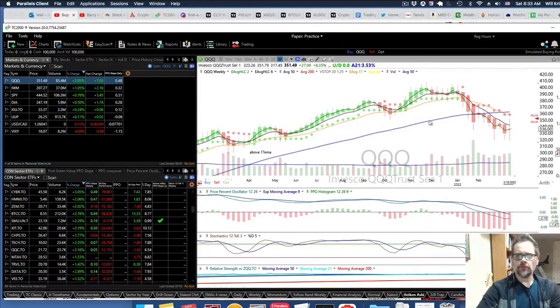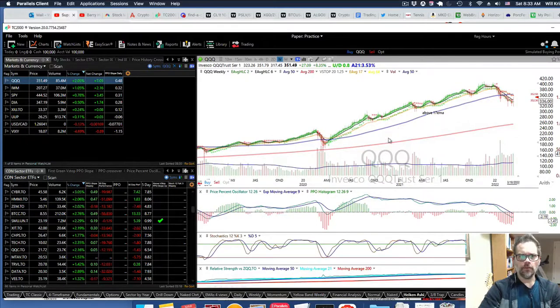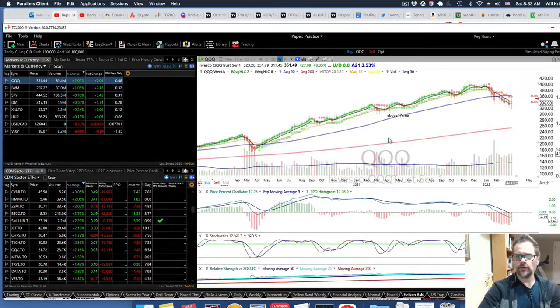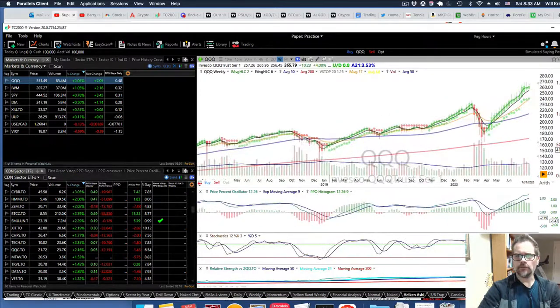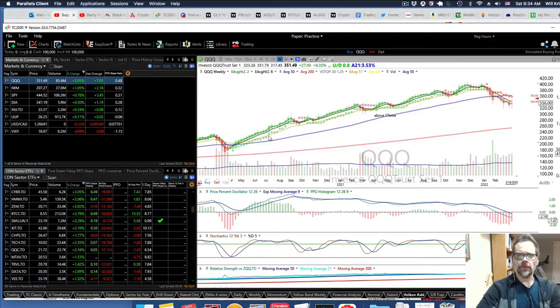If we roll back, I use the wheel on the mouse, and I can sort of go back in time. There's different ways to do it. There's also this little slider here. I can move it to a previous location. You see these long green up candle trends weekly. So that's kind of what I'm looking for.